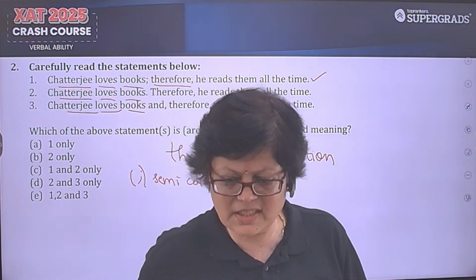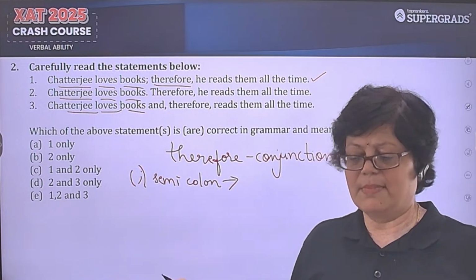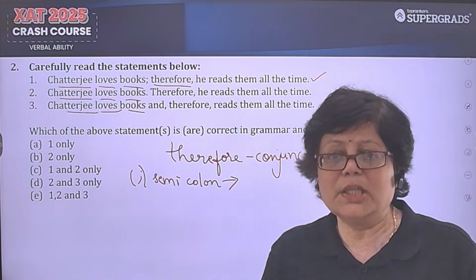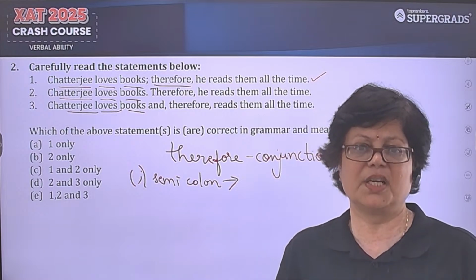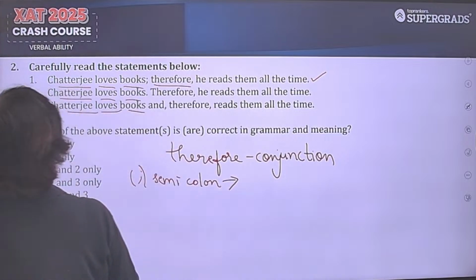The meaning which is being conveyed is just the same, right? I hope you get the point. The meaning is the same, but the way of presentation, particularly related to the use of punctuation marks, is to be seen, is to be observed, and we have to find out the correct answer option. So the second sentence, Chatterjee loves books.